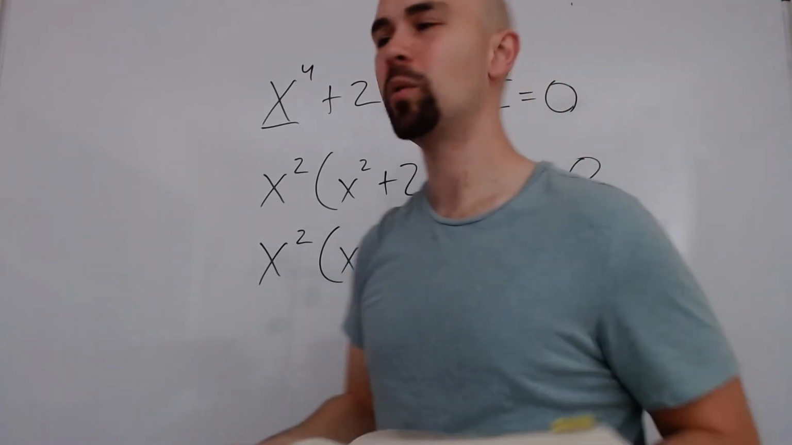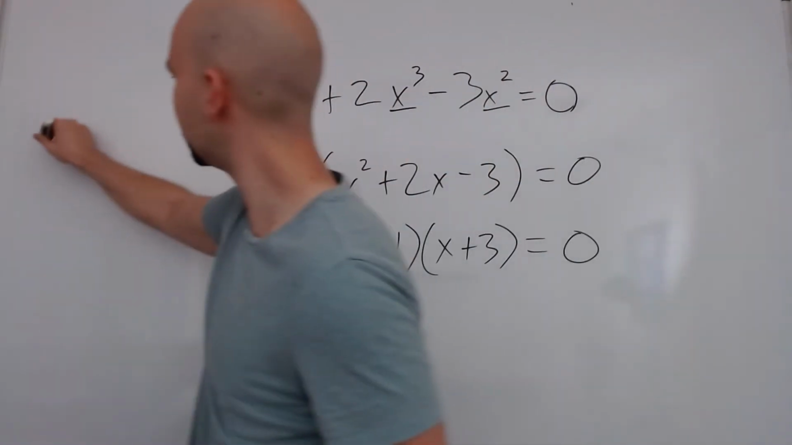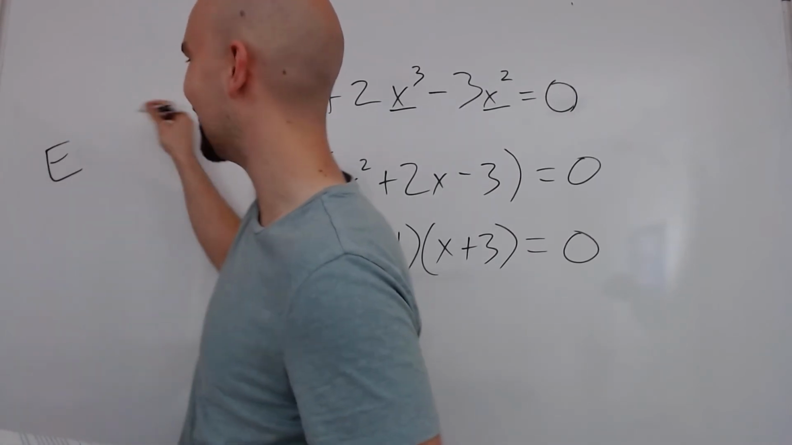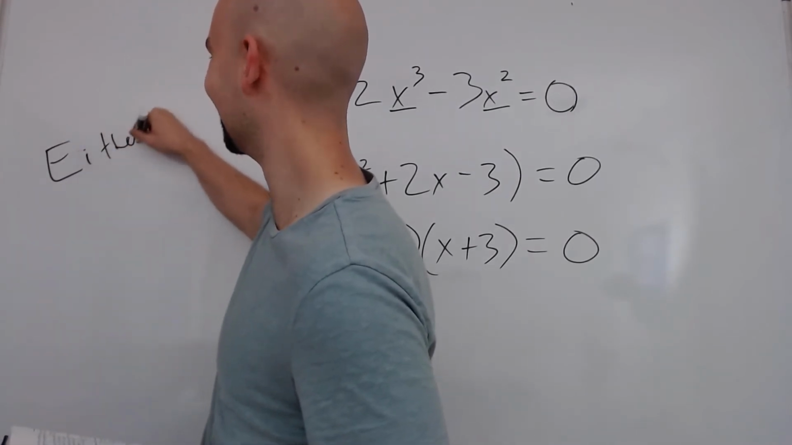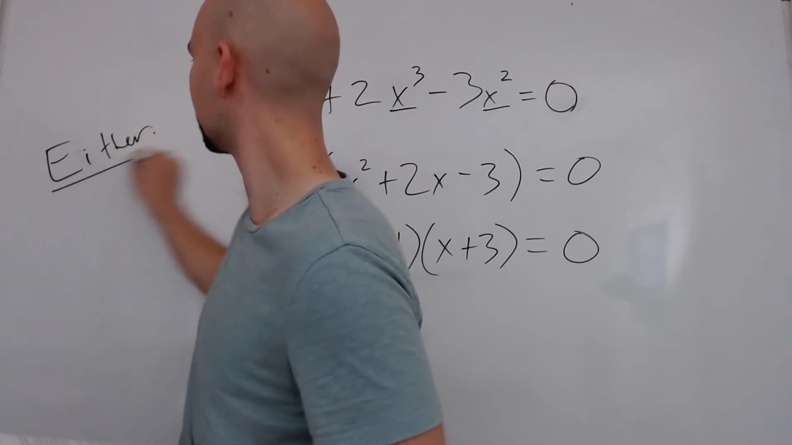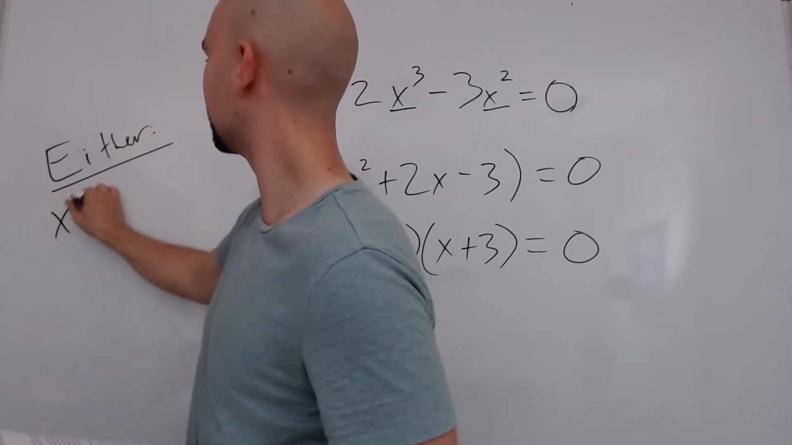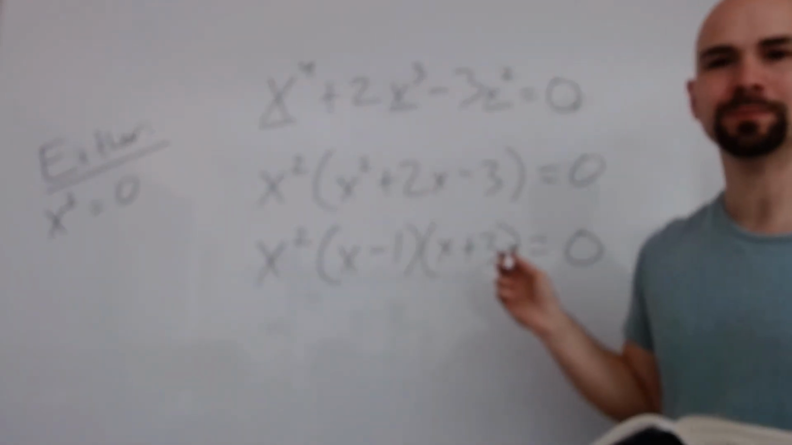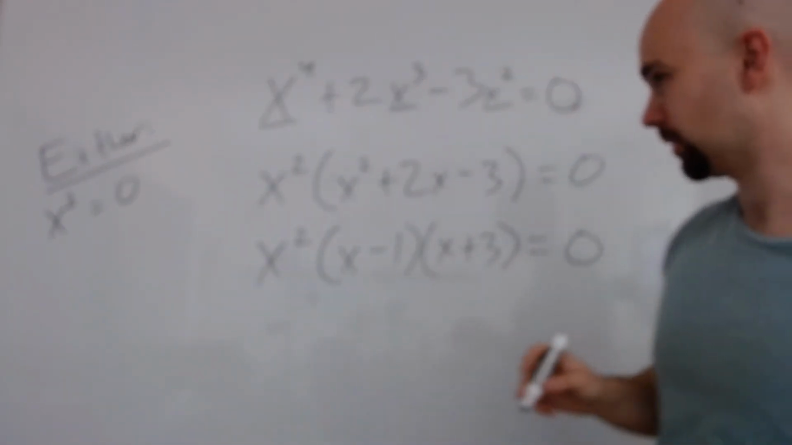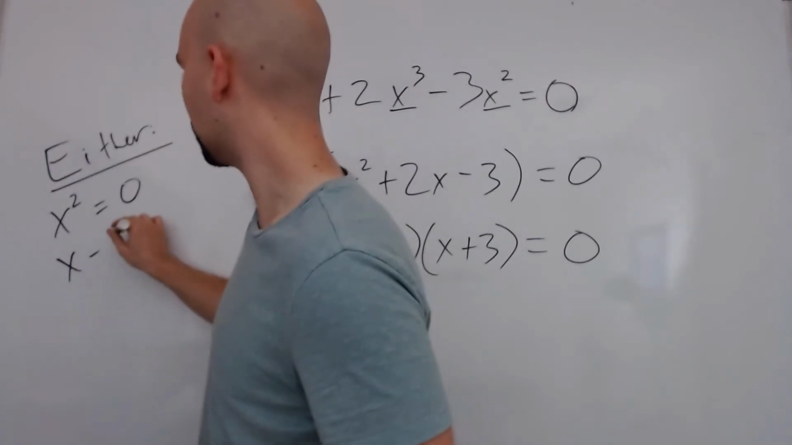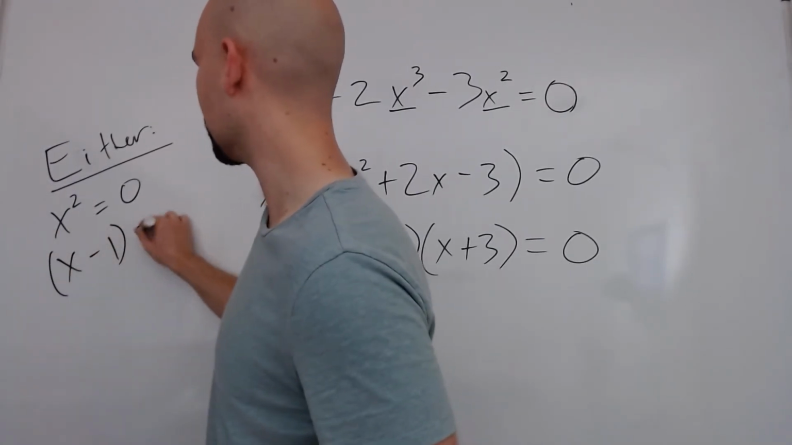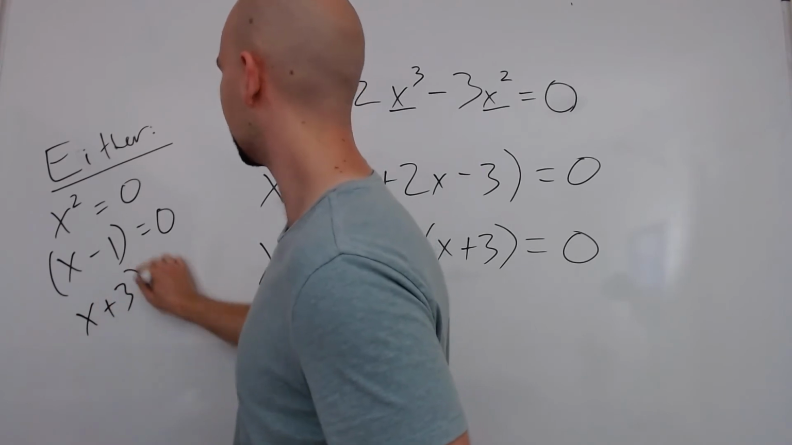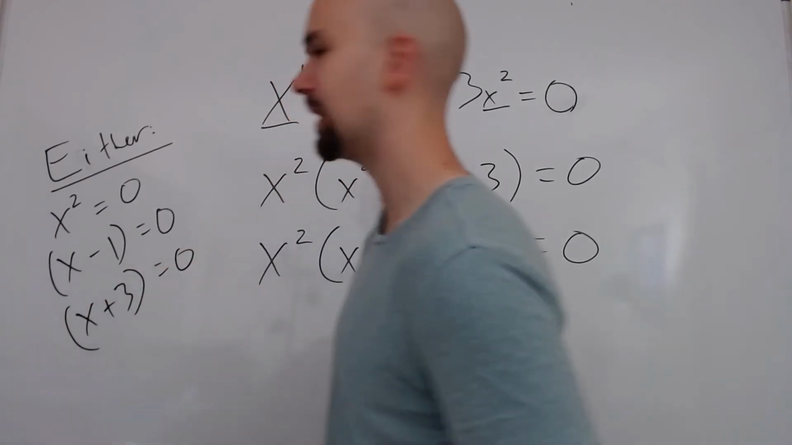All right, so at this point, what I know is that either x squared equals 0, because one of these 3 factors has to equal 0, remember? For the whole thing to equal 0. Or x minus 1, in parentheses, equals 0. Or x plus 3, in parentheses, equals 0. Those are my 3 options.